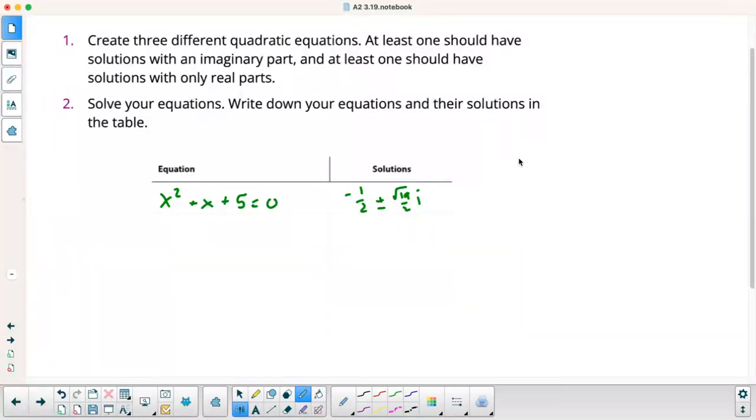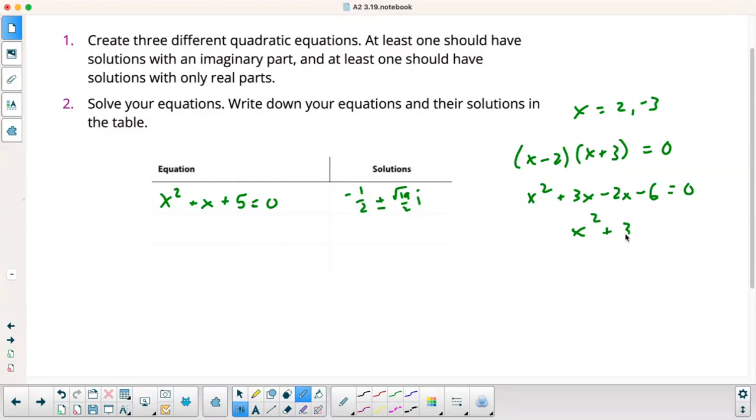You know, it might be easy if I could just make one that factors x minus 2 times x plus 3. How about that? I know that I'm going to have two real solutions. It's going to be 2 and negative 3. And then I can just multiply this out. So x times x would be x squared. x times 3 would be 3x. Negative 2 times x is negative 2x. And negative 2 times 3 is negative 6.